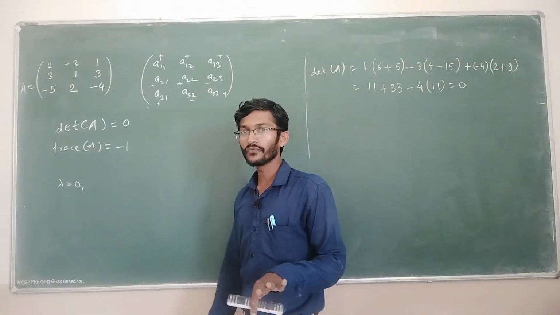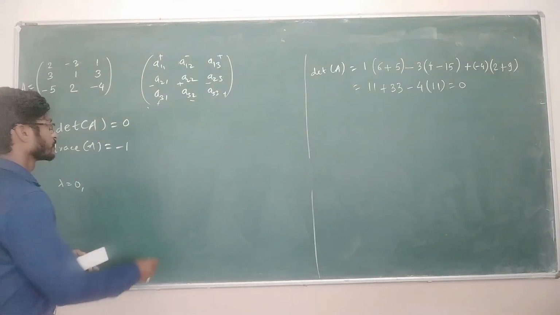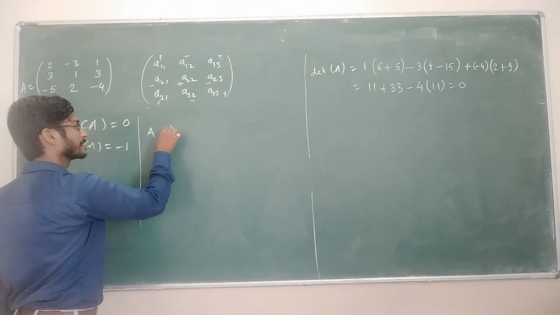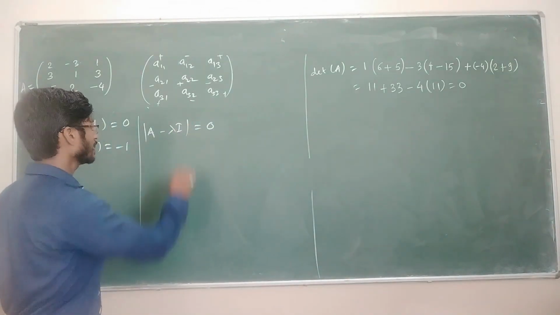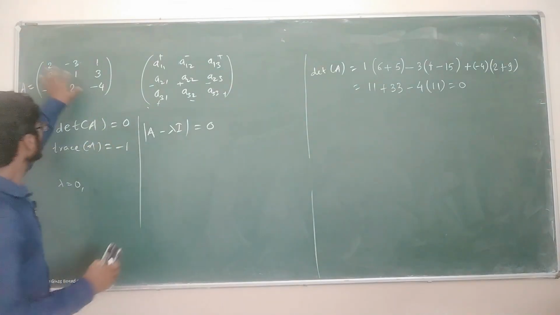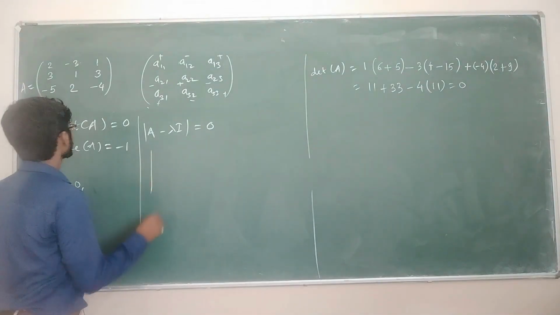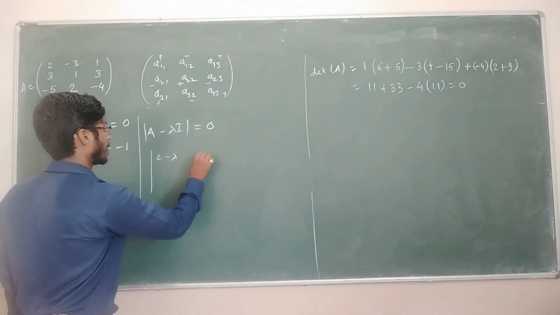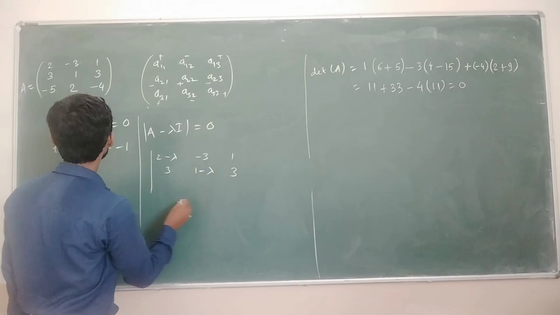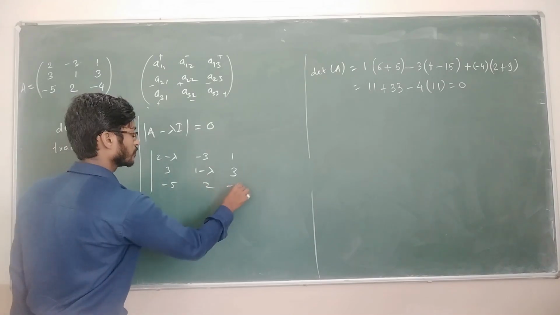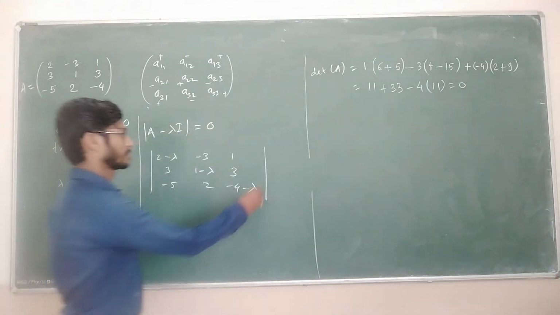Okay, so here we have to go through the process and then we can find the eigenvalues of this matrix. So the process is determinant of A minus lambda I. We have to equate this determinant to 0. Now if we equate this to 0, what will we get? We have to subtract lambda from all the diagonal elements and the determinant should be equal to 0. So: 2 minus lambda, minus 3, 1; 3, 1 minus lambda, 3; minus 5, 2 and minus 4 minus lambda. Now this is equal to 0.